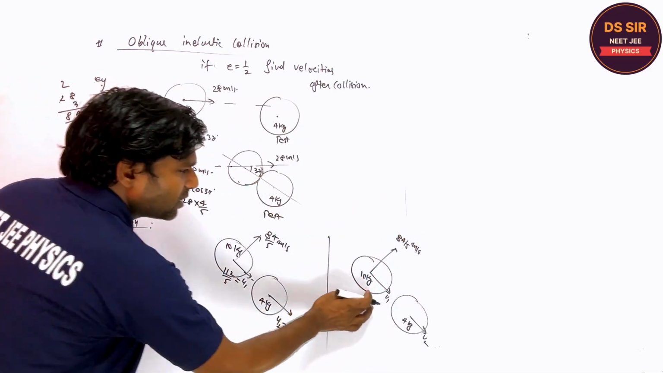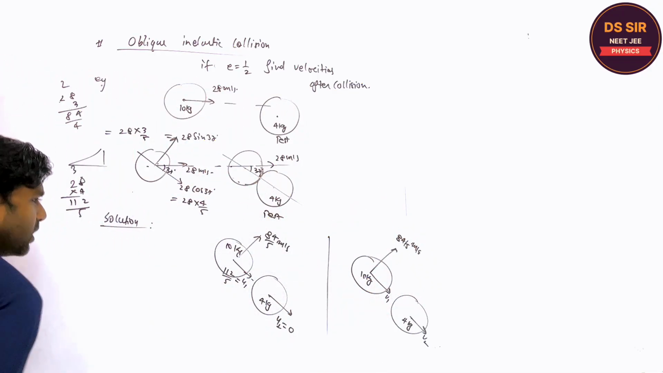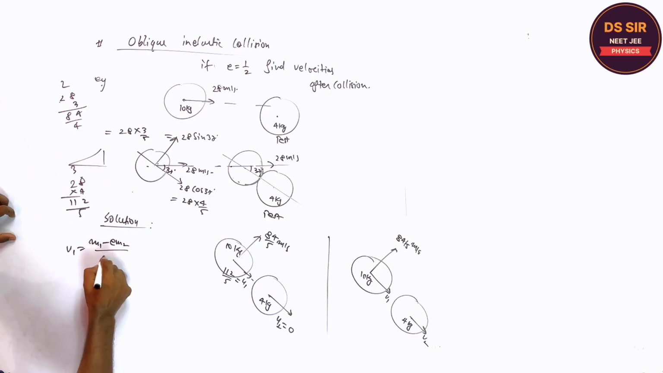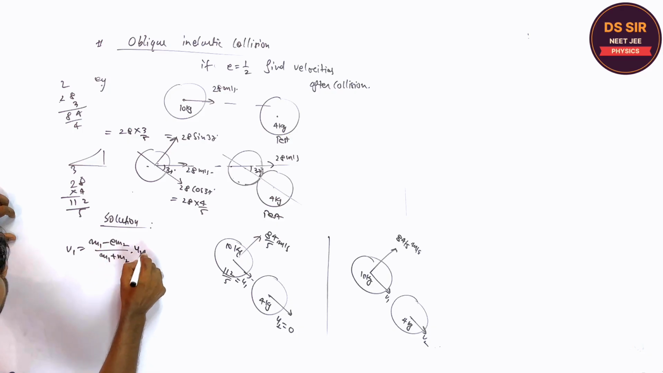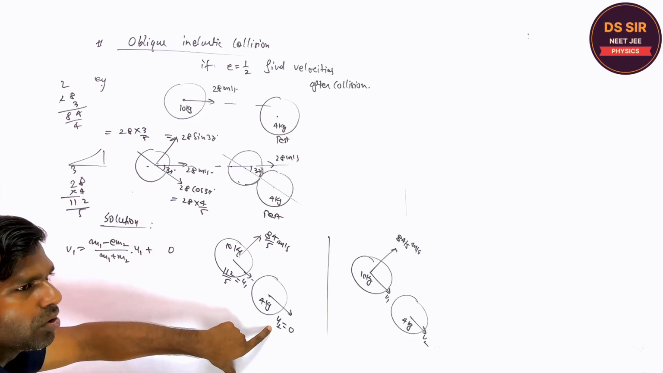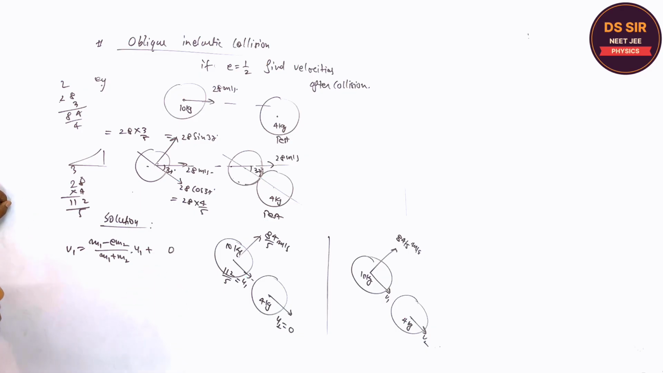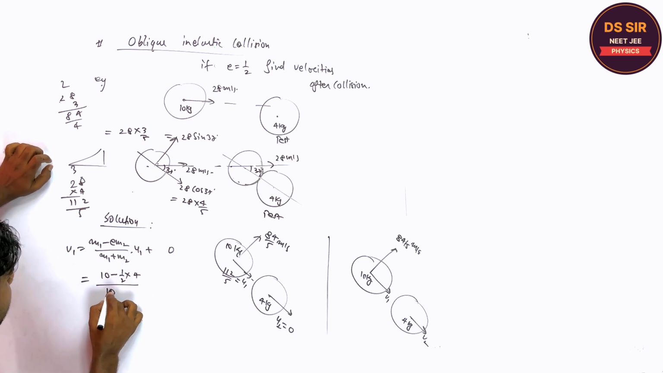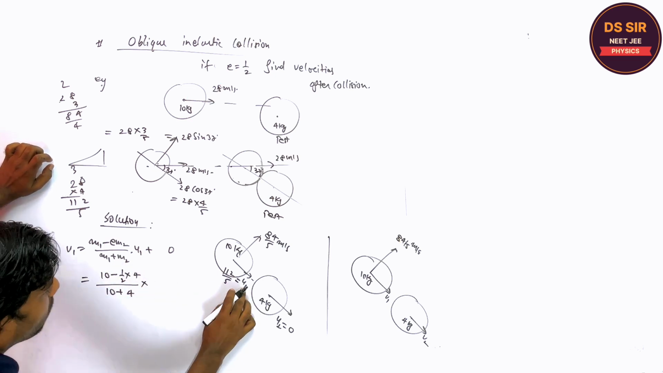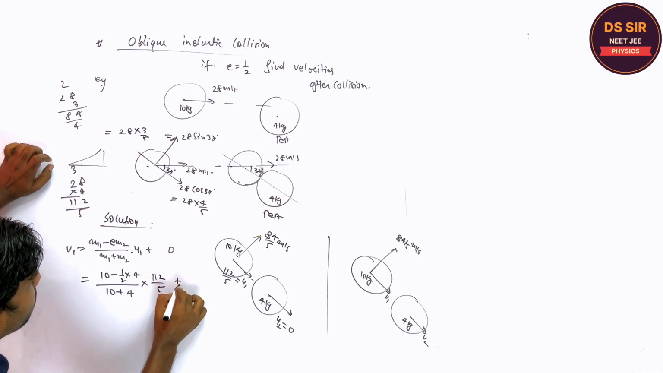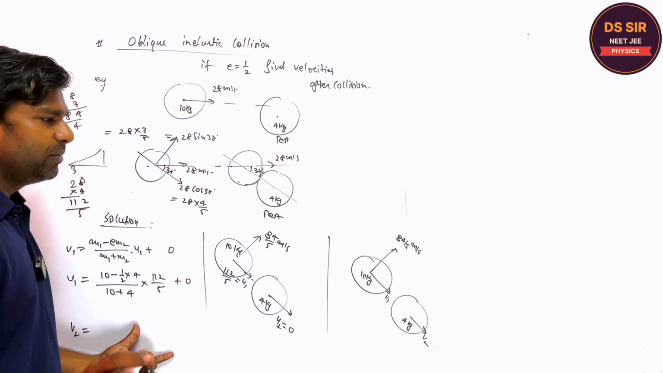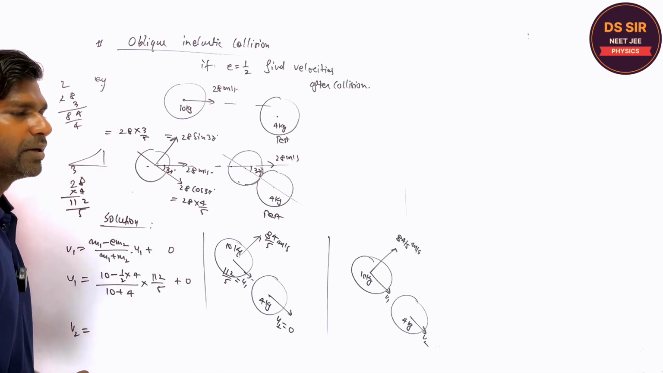So how to find v1 and v2? Listen to one thing. We have the formula. The v1 is (m1 minus e m2) upon (m1 plus m2) into u1 plus 0. Why is it 0? Because u2 is 0. So m1 is 10 minus 1 by 2 into 4, upon 10 plus 4, into u1, 112 upon 5, plus 0. Find the v1 and then v2. You tell me, are you getting the concept or not? You tell.